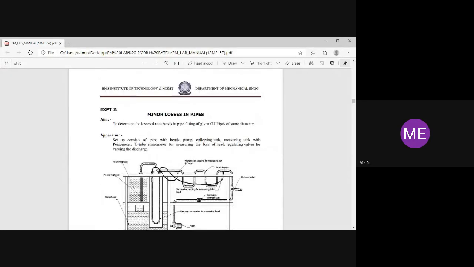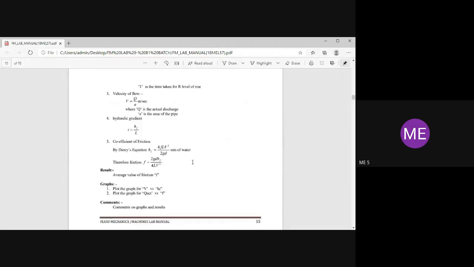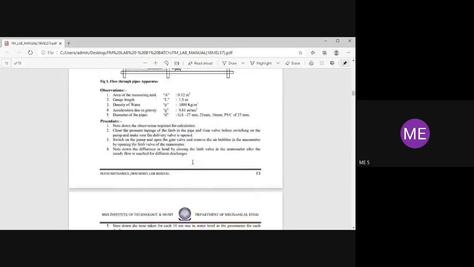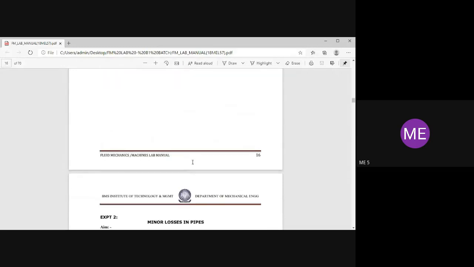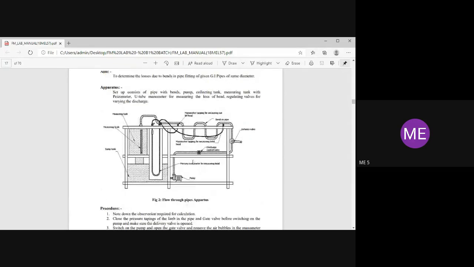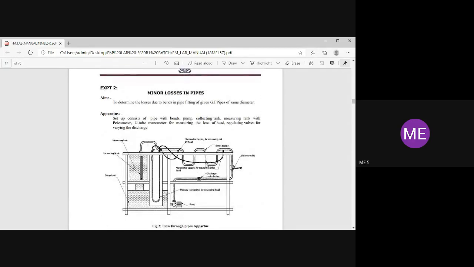The same experimental setup that we used for major losses, we are using for the minor losses also. So you can observe the diagram here. This one is the minor losses in the pipe. You can observe the pipe bends. Due to these pipe bends, the losses take place in the pipe flow. So these pipe bends cause the minor losses in the pipe flow.